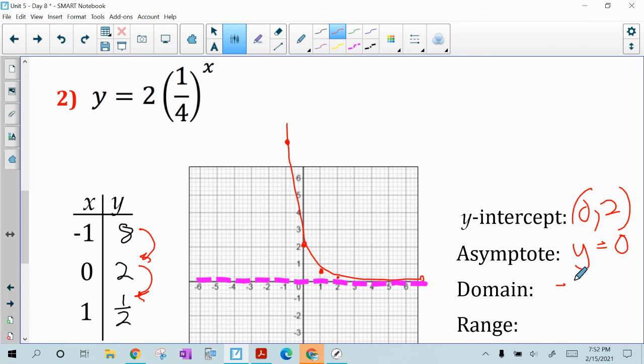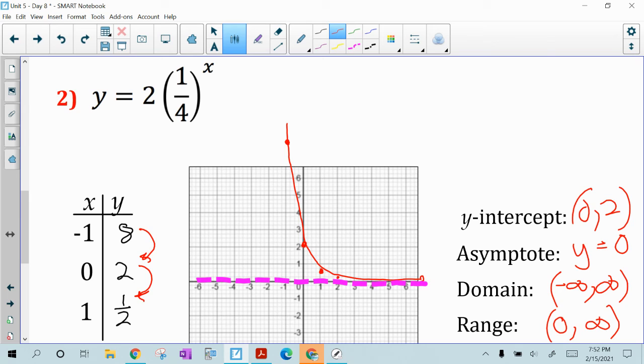My domain is negative infinity to positive infinity again. The lowest y value is going to be 0, and it goes up to infinity. Okay, not too bad. All right, let's see what we've got going on then.